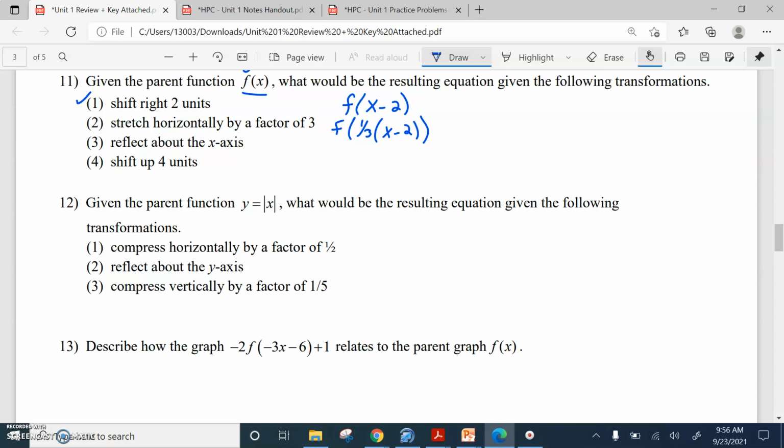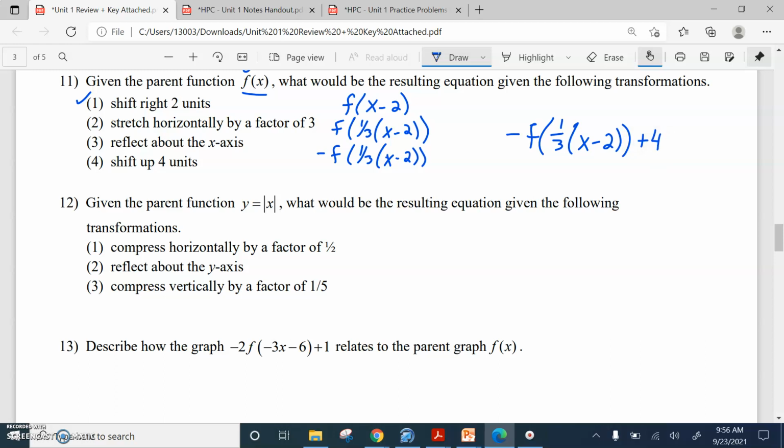Reflecting on the x, that's a negative out front, negative f of 1. And our last one shifting up 4 units. So I'm going to write that out here. Up 4. Double check that we've got them all.